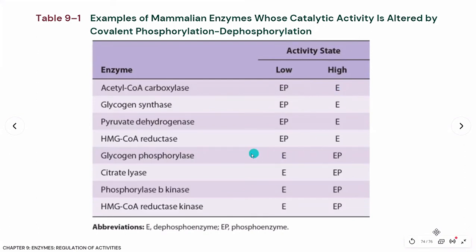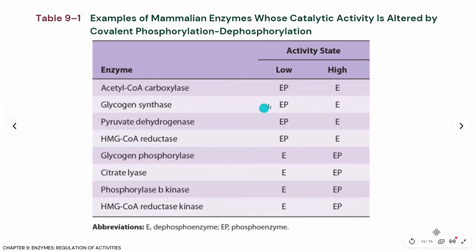Now compare it here. Glycogen phosphorylase is inactive when there is no phosphate, but when it is phosphorylated, it becomes active, high. So this shows that phosphorylation is some kind of control, and there's a saying, shooting two birds with one stone.